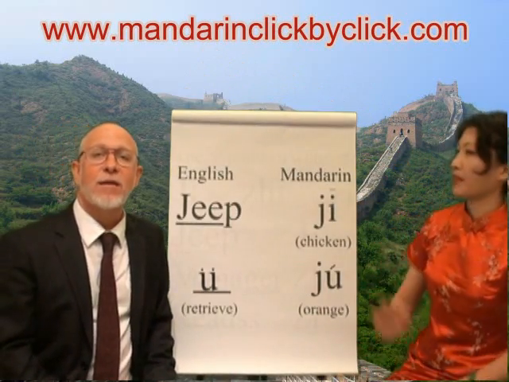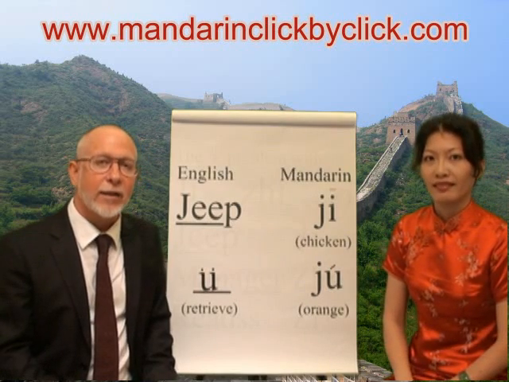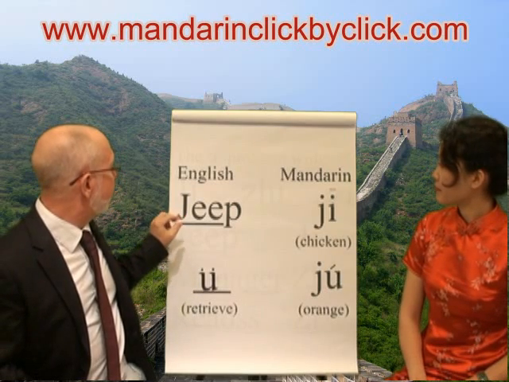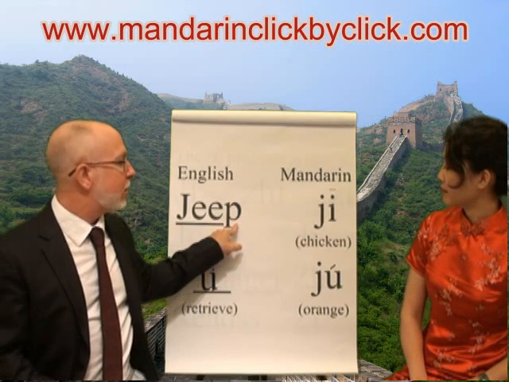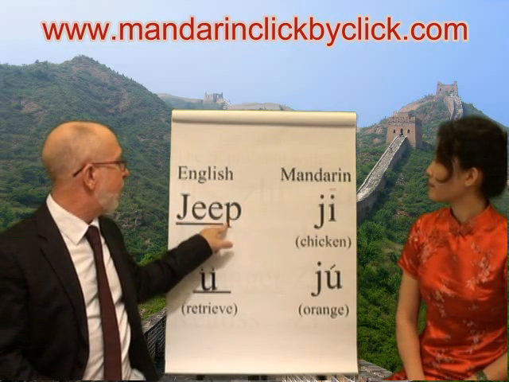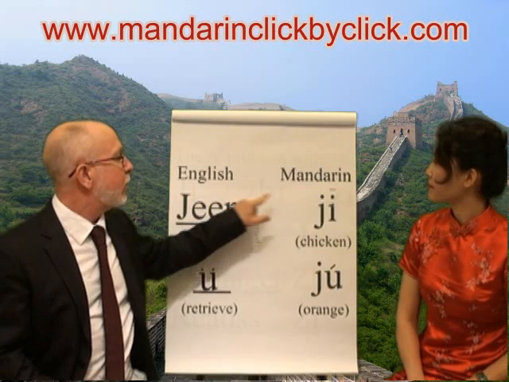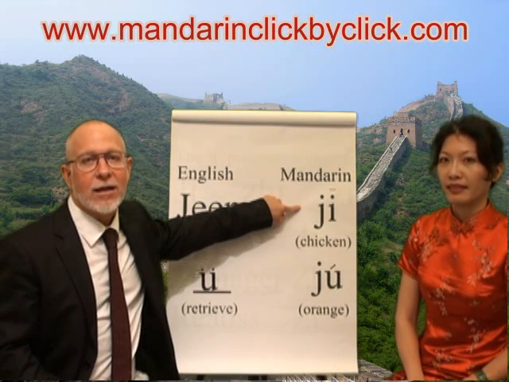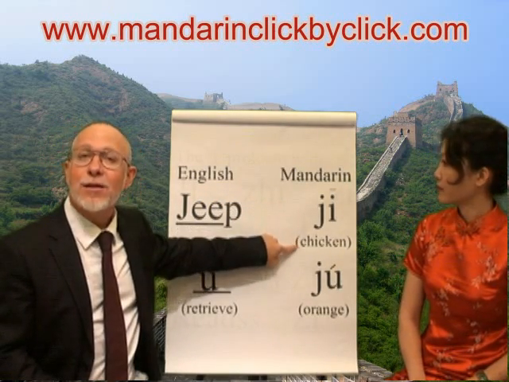Now we have the letter J. And J is almost the same as the J in English too, but it doesn't end openly, it ends more closed and a little higher. All right, so we have the E sound, or that umlaut U sound again. If you take a look at the word "Jeep" in English, and you take off the P and give it a high tone, you say ji in Chinese, and ji means chicken.